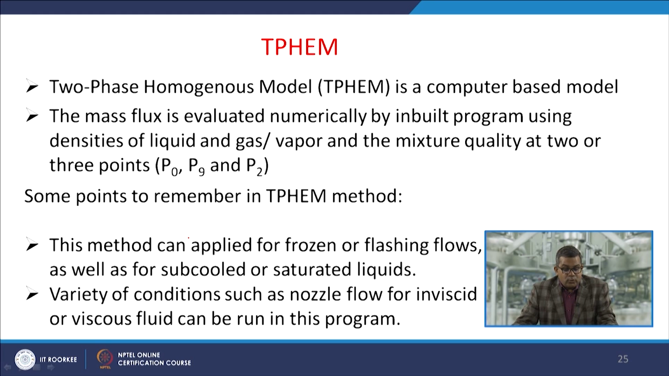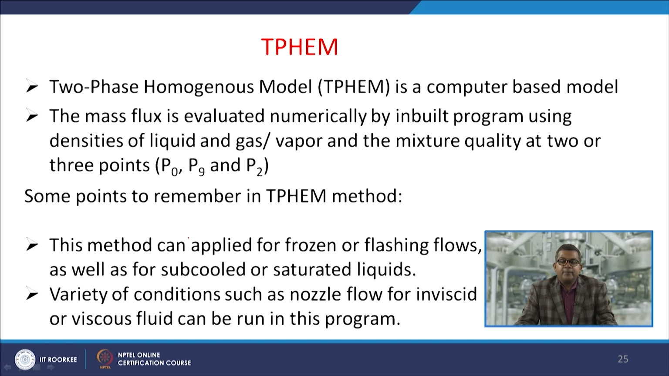Now, next is the two-phase homogeneous model, referred to as TPHEM. Now, this two-phase homogeneous model is a computer-based model, and the mass flux is evaluated numerically by an inbuilt program using the density of liquid and gas vapor and the mixture quality at 2 or 3 different points, that is P0, P9 and P2. There are some points which we need to remember while using this TPHEM method.